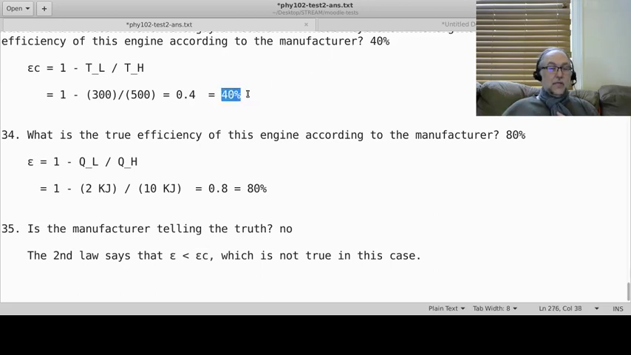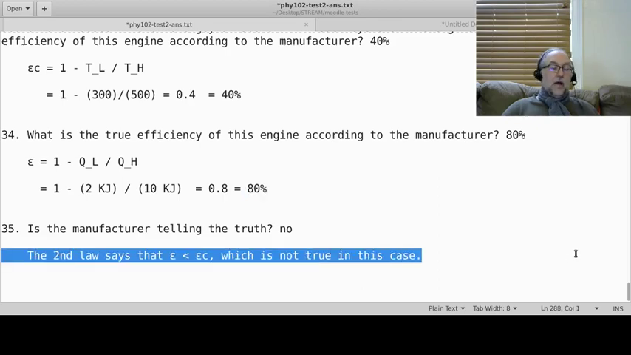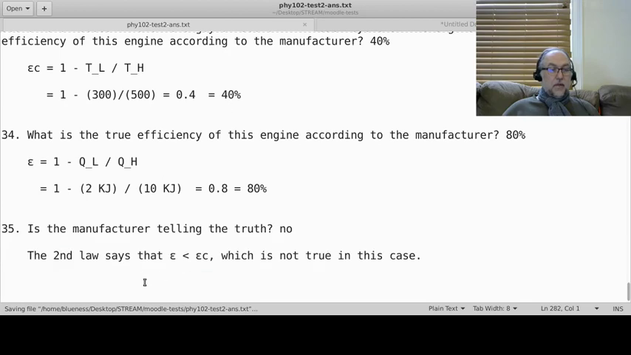Well, take a look here. The Carnot efficiency is 40%, so Carnot says, no, you can never get past 40%, but the manufacturer is claiming they can do 80%, so that can't happen, okay? If they could, then it violates the second law of thermodynamics, and that just doesn't happen. Okay, guys, there's the test.